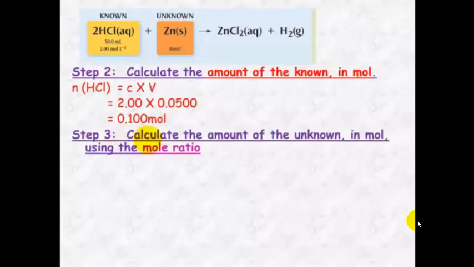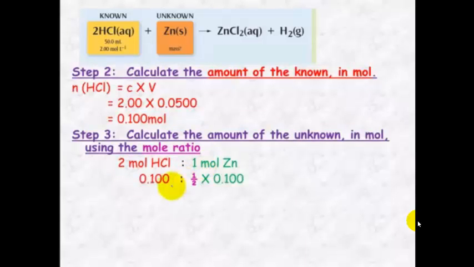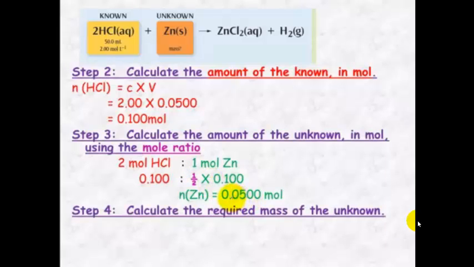The next step is to calculate the amount of the unknown in mole using the mole ratio. So, 2 mole of hydrochloric acid will react with 1 mole of zinc. And that's all I've written here. So if I've got 0.100 mole of hydrochloric acid, it will react with the mole ratio, which is the unknown over the known, so 1 over 2 of zinc, which will equal 0.050 mole.